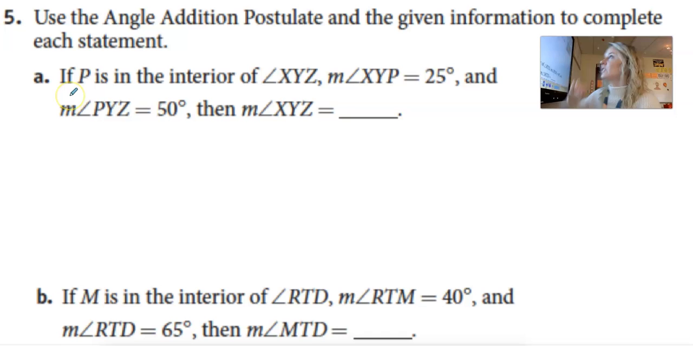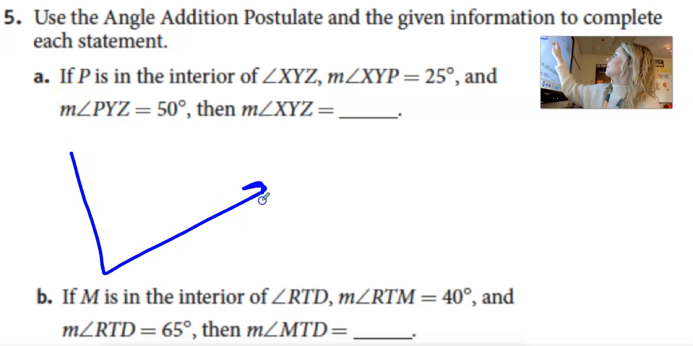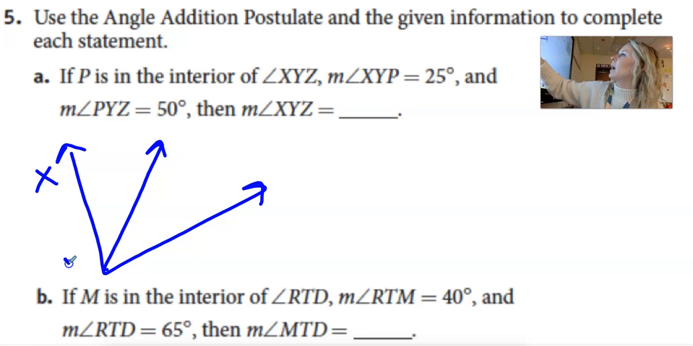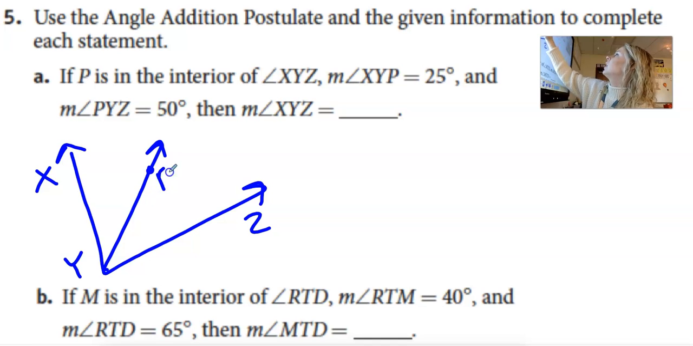All right. So it says P is in the interior. So I'm going to draw a picture. I have X, Y, and Z on my outside. Make sure Y is the vertex, and then you have P on the interior. Now I'm going to label my picture.